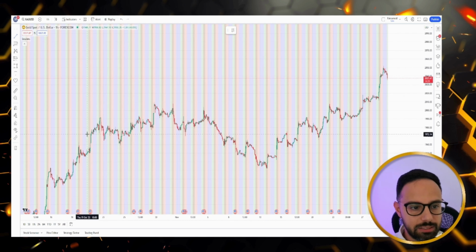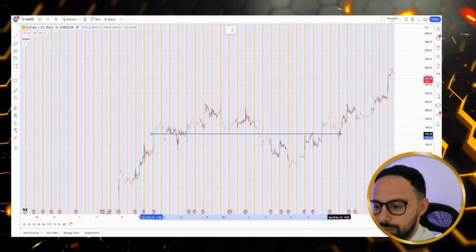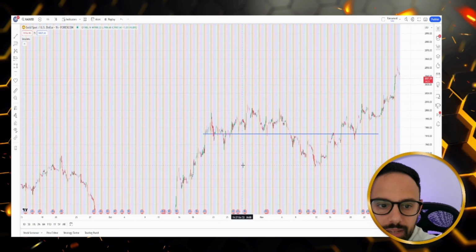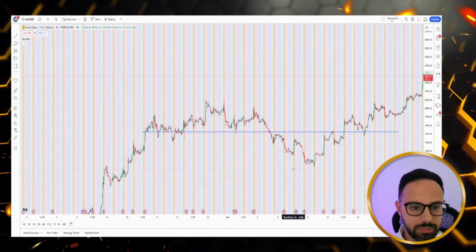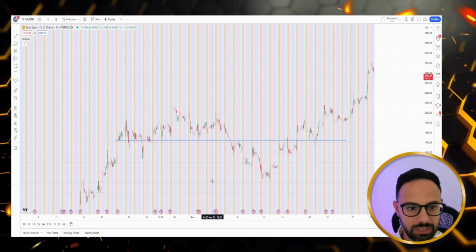And let's draw some areas that are going to act as support or resistance. Okay, so we've got this area here. I'm just going to zoom in a bit, not too much, because I do want you to see.